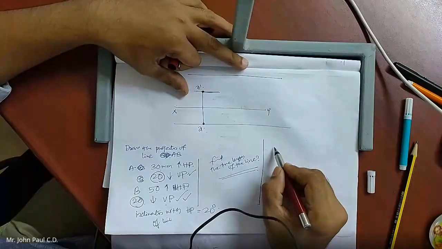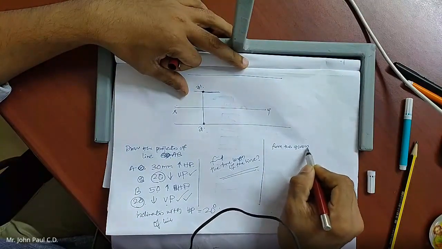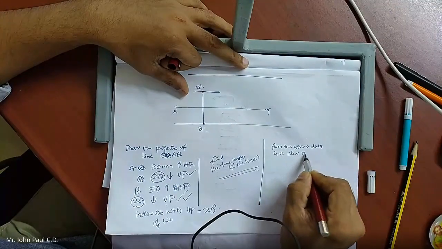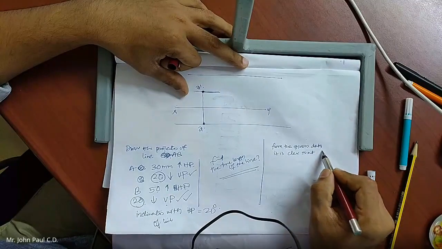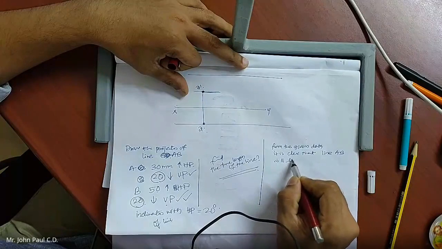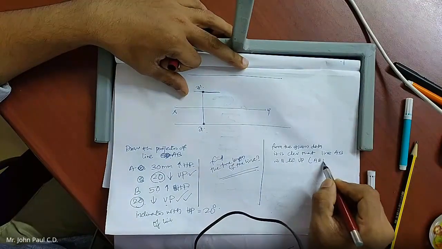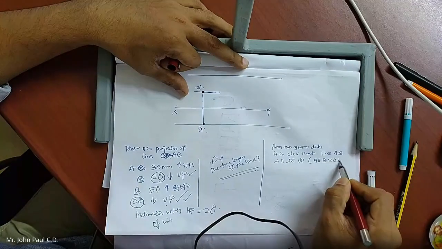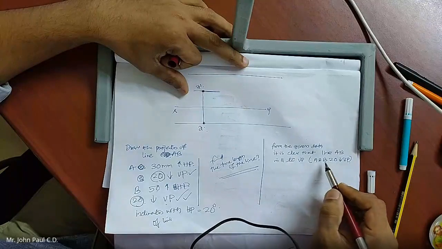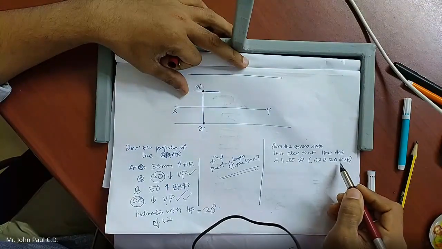So you can make a note from the given data. It is clear that line AB is parallel to VP. In bracket, you can write A and B 20 mm in front of VP. So same distance. From the given data, it is clear that the line AB is parallel to VP. A and B at 20 mm in front of VP.